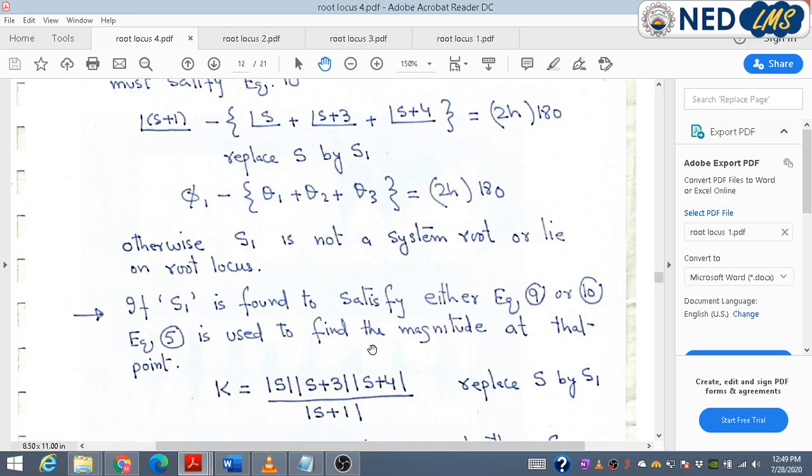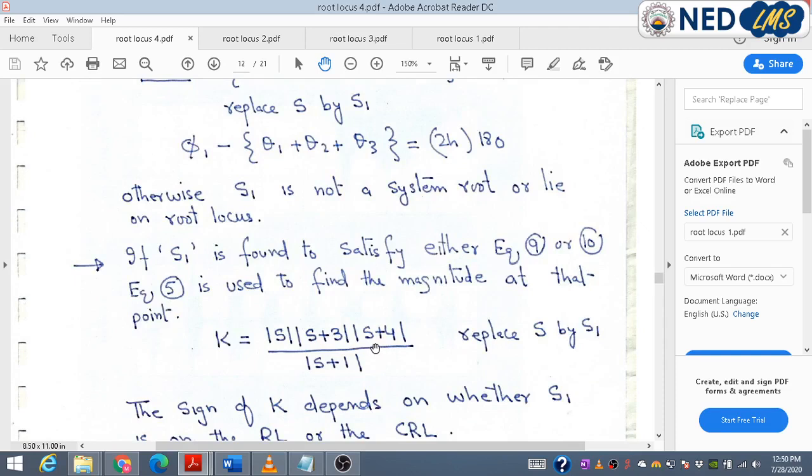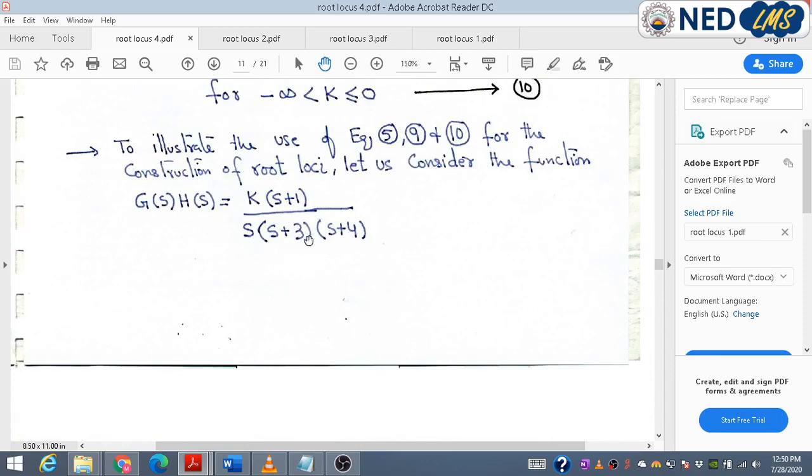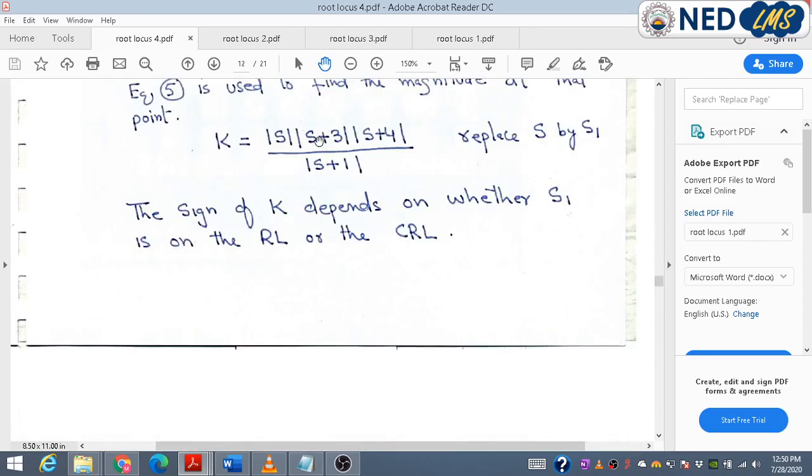Then we can apply the condition on magnitude in order to find out the value of gain k at that particular point. So here is the condition on magnitude. We have multiplied all the terms which are in the denominator. The poles become zeros: the poles are in the numerator and the zeros are in the denominator, as we have discussed earlier. Replace s by the coordinate of the search point. This would give us the magnitude of k.